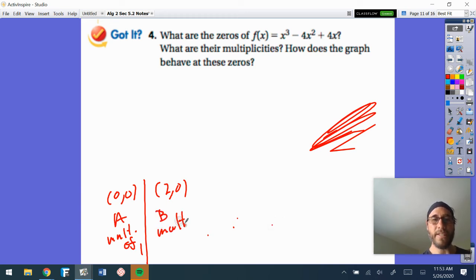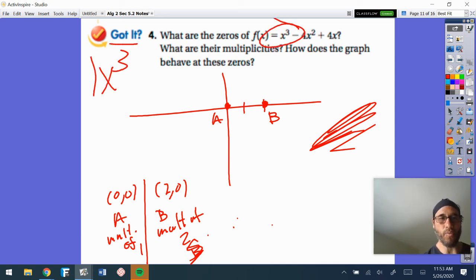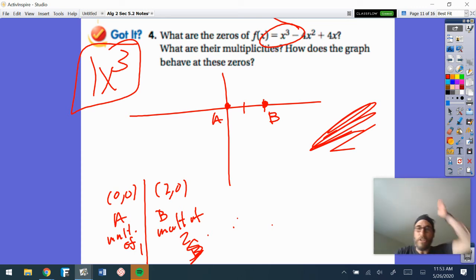And that was a multiplicity of 2, and it's going to bounce. So let's see what this would look like. We have 0, 0, and we have 2, 0. We'll call that A, and we'll call that B because that's what we defined those as. There's my leading term, x to the third. It's a 1. X to the third means the ends go different directions.